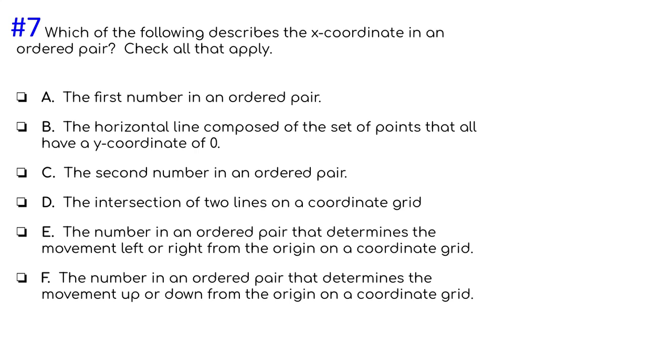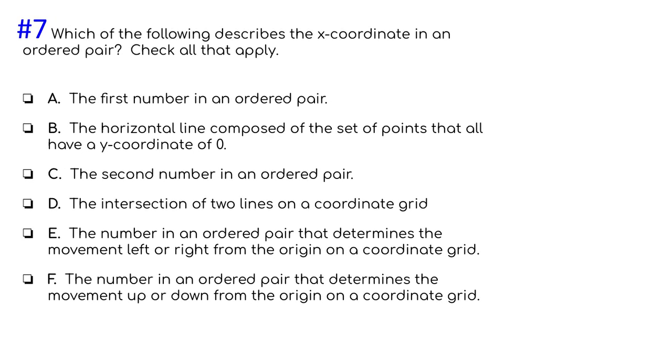Unit 9, Mixed Review, number 7. Which of the following best describes the x-coordinate in an ordered pair? Check all that apply. So we're looking for a description of the x-coordinate. Remember, our ordered pairs are done x, y, and so this right here is the x-coordinate. So let's see which of these describes that.